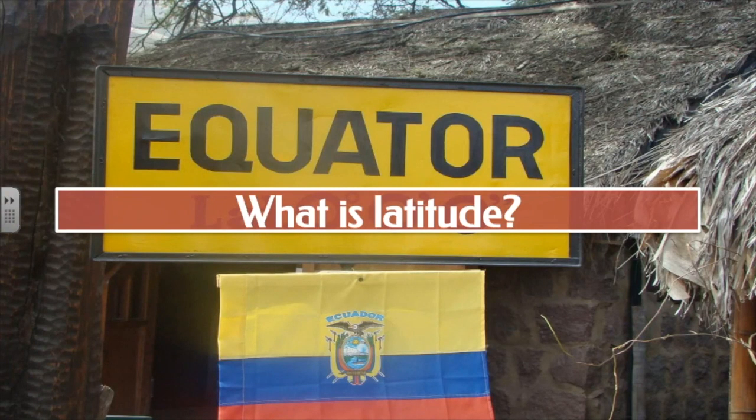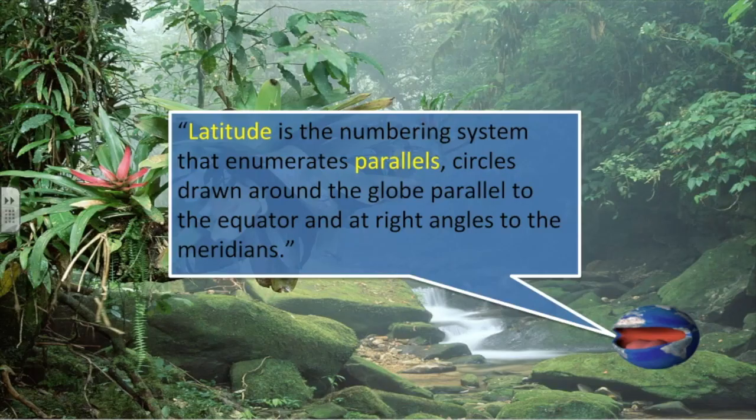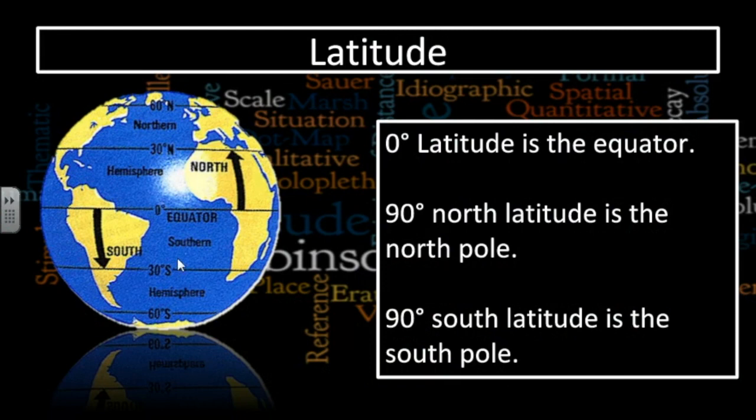What is latitude? Latitude is the second part when we get into the discussion. Latitude is the opposite. It's the numbering system that enumerates parallels, circles drawn around the globe parallel to the equator, and it forms right angles with the meridians. So if you look here, we have the equator. It's a line of latitude that divides the globe: anything north of it is the northern hemisphere, and anything south of it is the southern hemisphere.